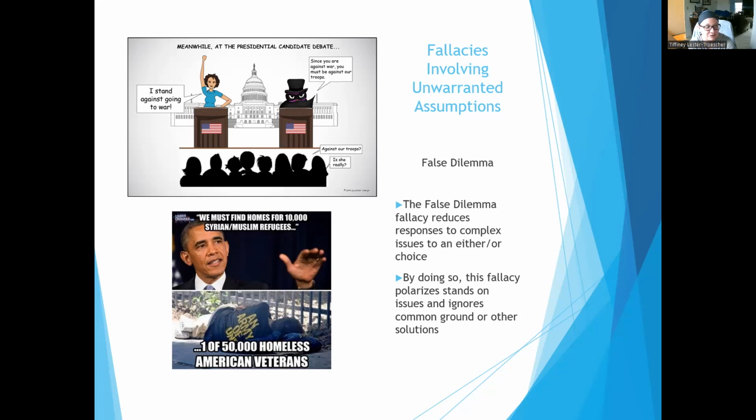Like, we reduce things to this very simplistic state when it is not simple at all. It's very complex, and very rarely do we only have two choices or two explanations or two possible solutions. There's usually many, but we polarize it using the false dilemma fallacy, and it works so well.